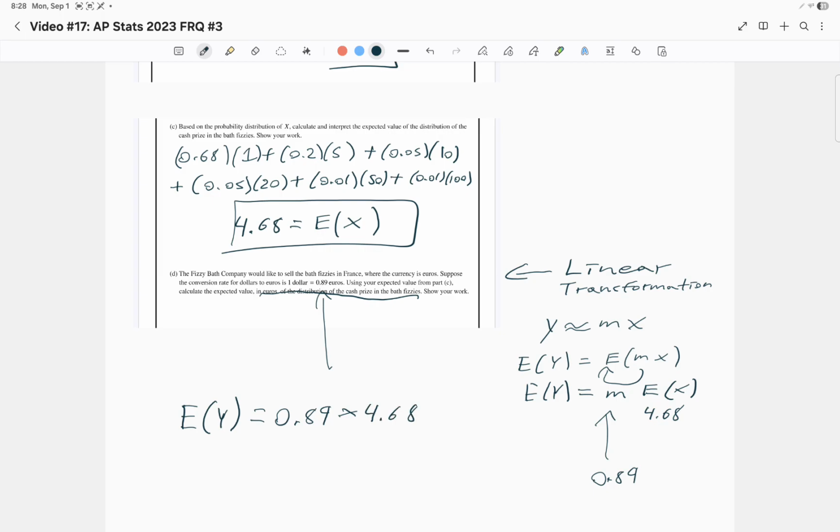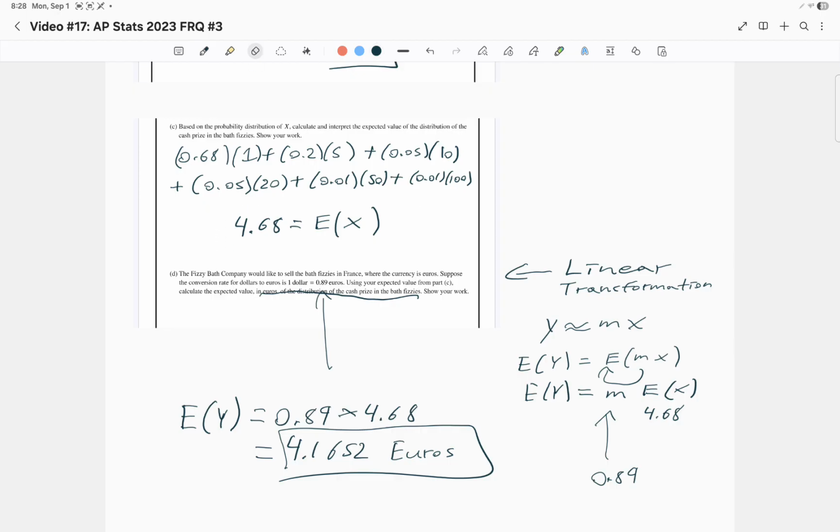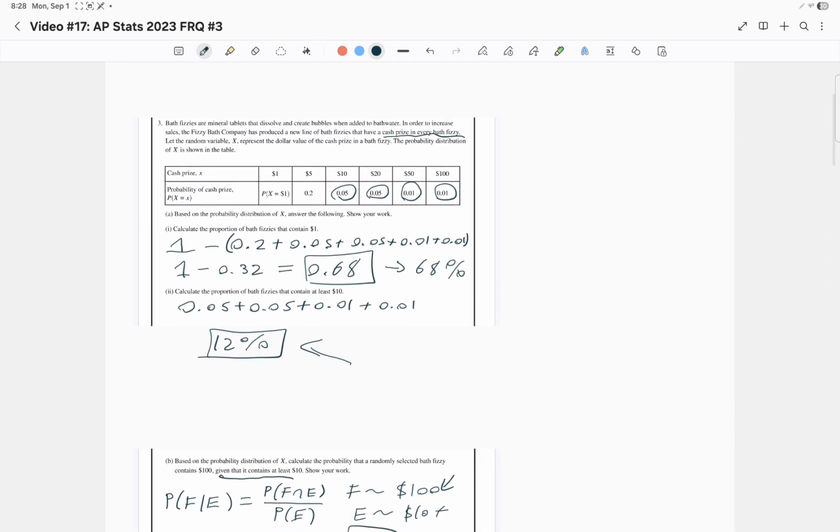And now we're in units of euros, which I'll indicate in my answer, even though I didn't do that for the last question. So we get 4.1652 euros. It doesn't need to be capitalized. Whatever, I could care less. There you go. And it should be dollars. There you go. So that's this entire question.